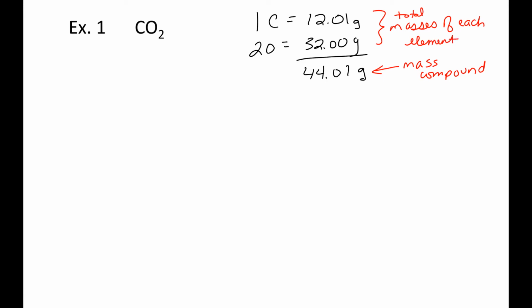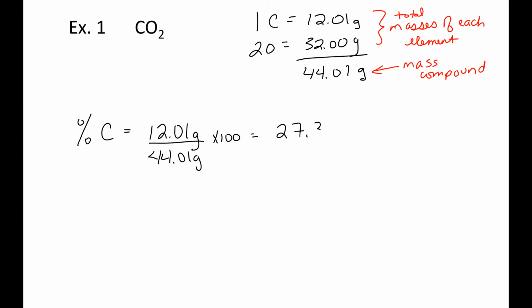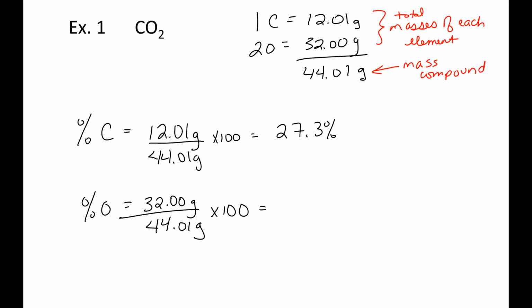Okay? So, to find the percent of C, well, C is 12.01 grams divided by 44.01 grams times 100, and you get 27.3%. Now let's find the percent of O, and that's 32.0 grams divided by 44.01 grams times 100, and that's 72.7%.